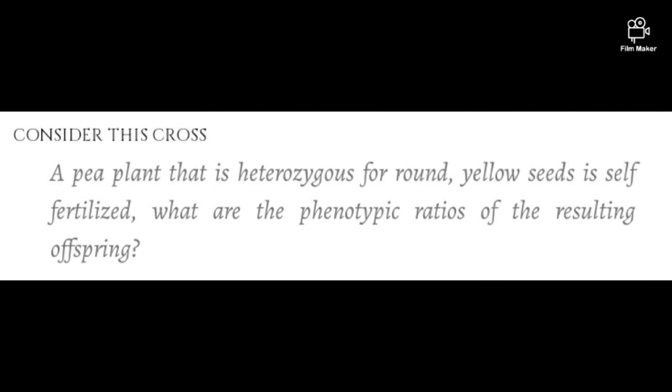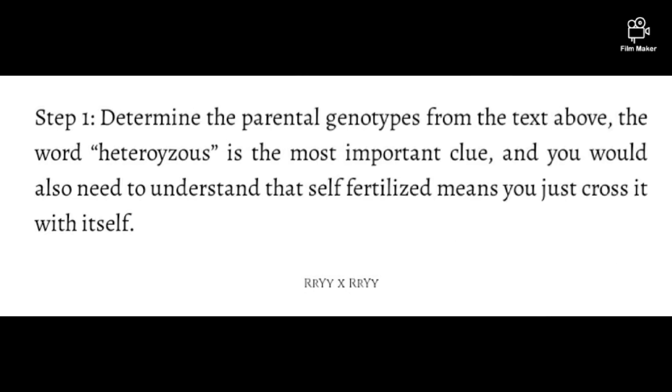So our problem for today, the task for today, is this question: a pea plant that is heterozygous for round yellow seeds is self-pollinated, self-fertilized. What are the phenotypic ratios of the resulting offspring? So the first step is to determine the parental genotypes.